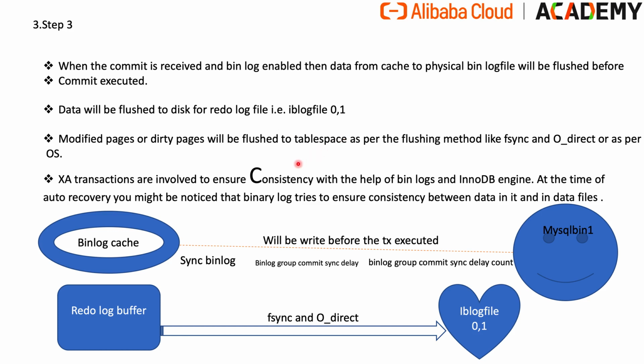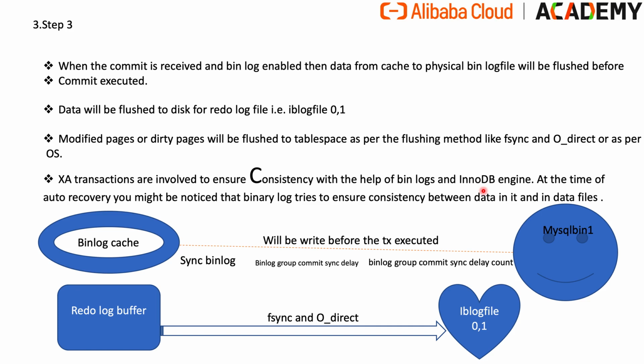One more point which needs to be taken care of is the dual transaction, that is the XA transactions. As I have mentioned, XA transactions are involved to ensure consistency with the help of binlogs and InnoDB engines. At the time of auto recovery, you might notice that the binlog tries to ensure consistency between the data in it and the data files. So just try to crash any of your test databases and see the recovery part. MySQL does the auto recovery, sorry, I said manual recovery, but it does the auto recovery part.